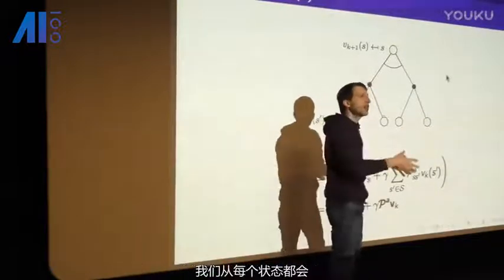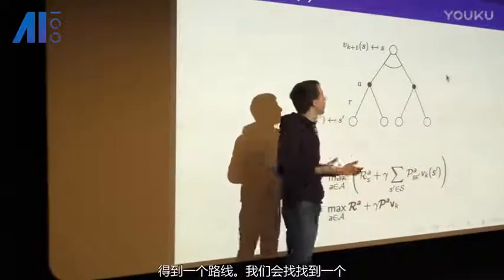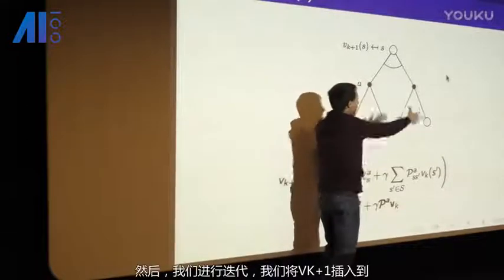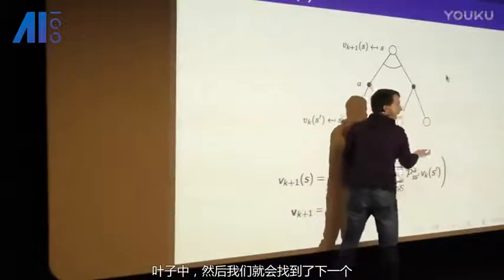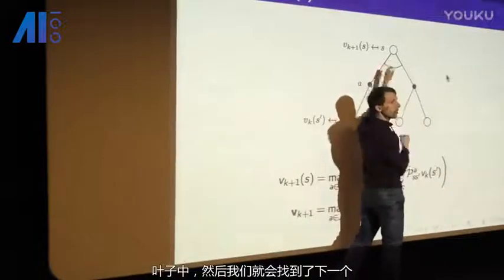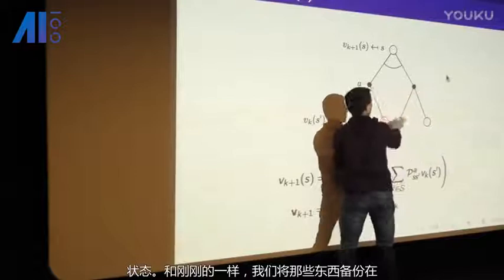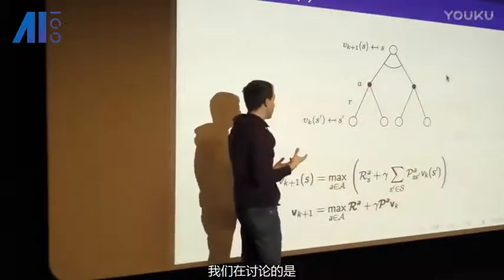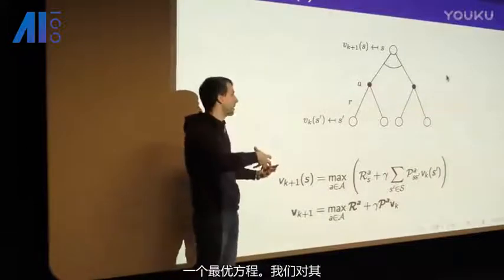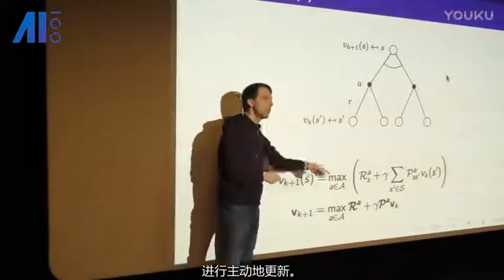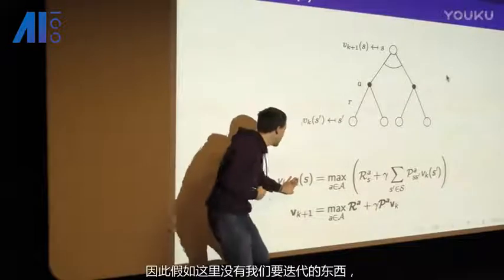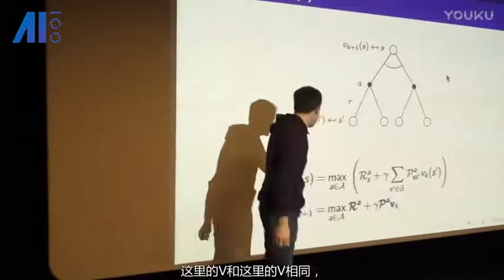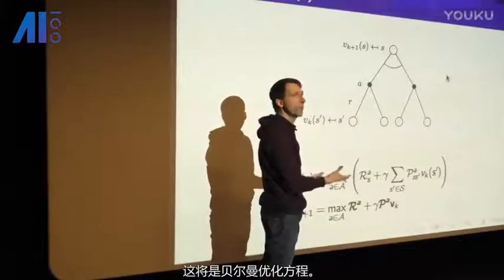And then we do that for all states. Every state gets a turn to be the root, and we figure out our new value function vk plus 1. Then we iterate. We plug our vk plus 1 in at the leaves and figure out the next iteration, passing it all the way back up again. So what we're doing here is taking our Bellman optimality equation and turning it into an iterative update. If we didn't have our iteration indices here, if this was just v being equal to v, this would be the Bellman optimality equation.